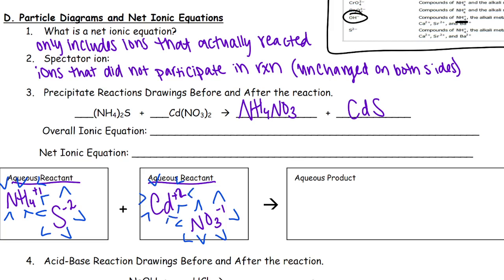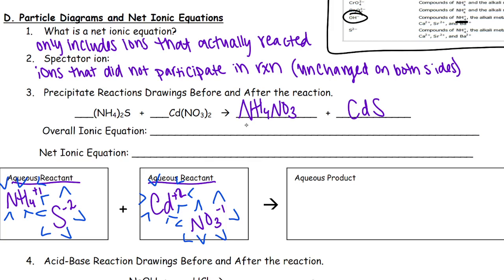I didn't put the dots on there just for the sake of time and getting through this. But you should be able to show them dissolved in water. So I have 2 free-floating ions for each reactant. After they react, if a reaction truly occurred, then I don't just have all these free-floating ions. Something new has to have been produced.